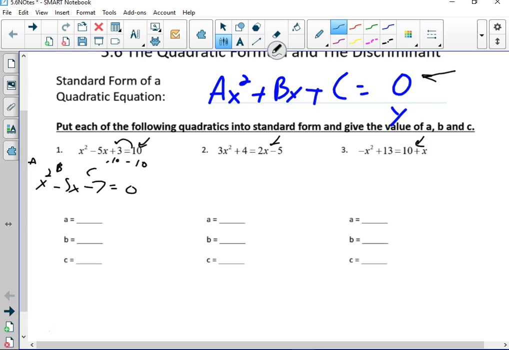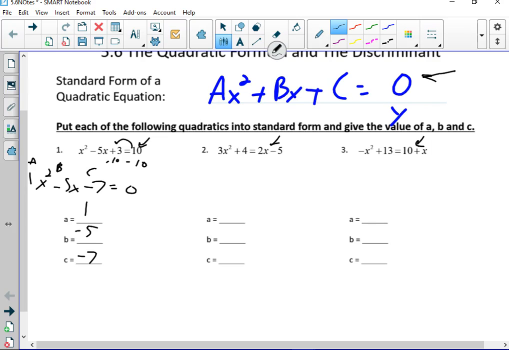So what is the number in front of the x squared? It's 1. It's not written there, but it's 1. All right? B is negative 5, and C is negative 7. Those are our three numbers from the quadratic equation.